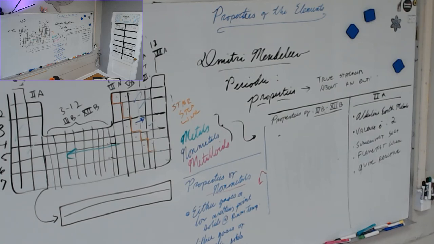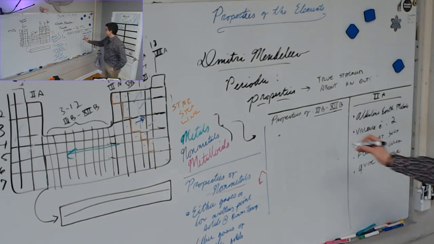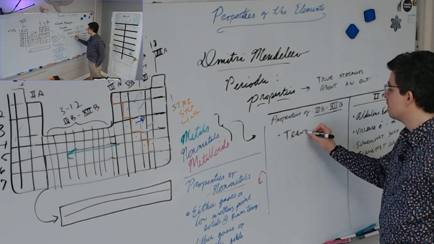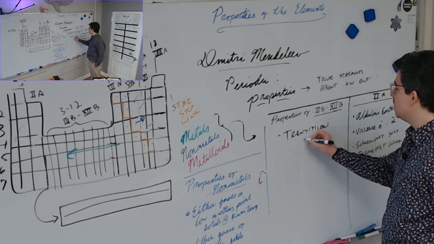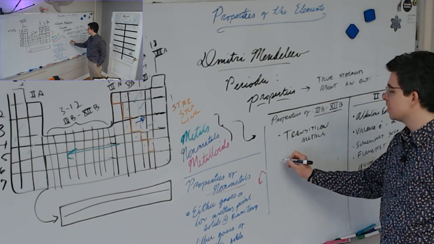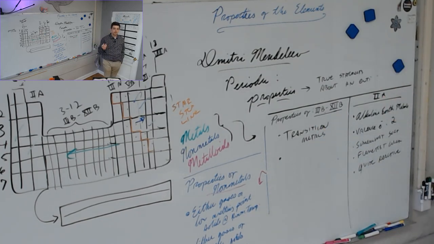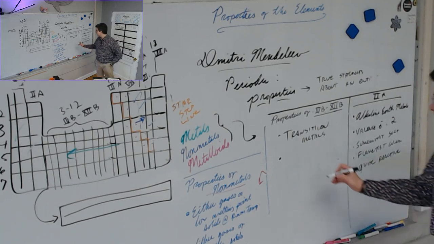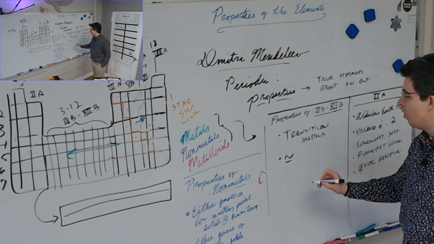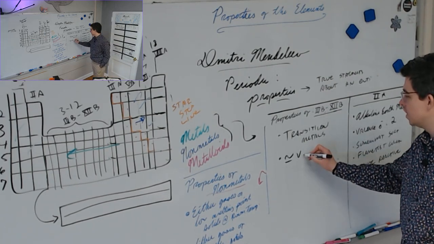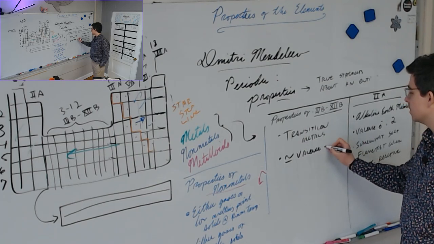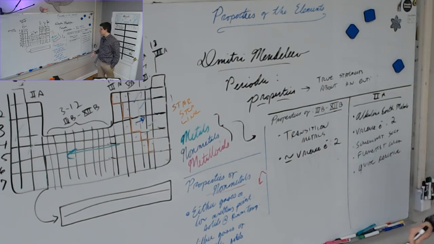Let's look at the transition metals. These are all transition metals. They include the ones we normally think of when we think of metal, like iron, copper, gold, silver. They all have, we'll put approximately equal to here, usually 2 valence electrons. But they can bond with their non-valence electrons to some extent.